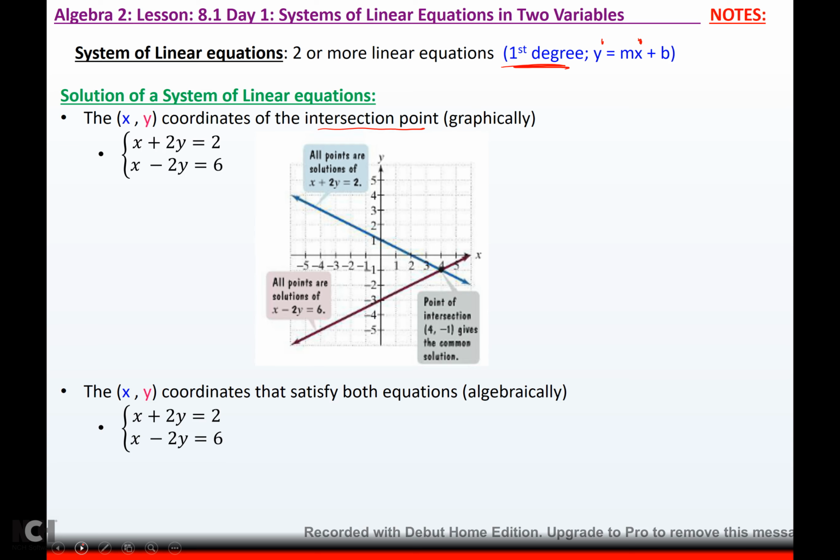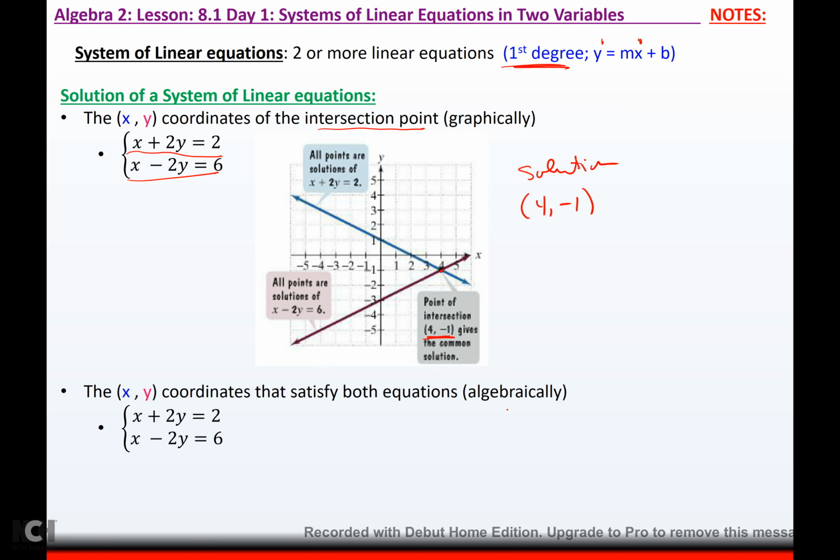Graphically, this would look like this. They've graphed x plus 2y equals 2, and we'll go over a review on how to graph, but that is the blue line. They graphed x minus 2y equals 6 as the red line, and right there where they intersect is the solution. So the solution to this system would be (4, -1).